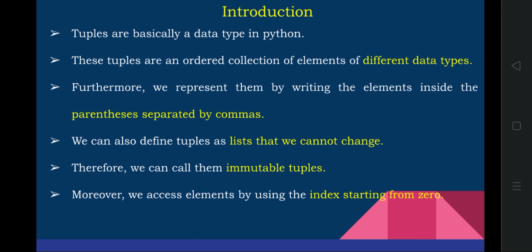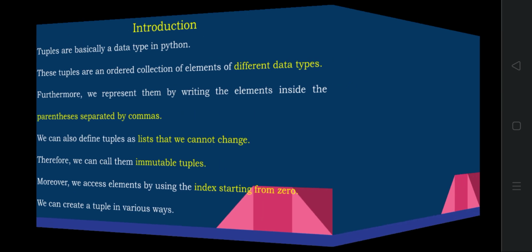And moreover we access elements by using the index starting from 0. That means the first element is in the 0th position. So the elements start from the 0th position, first position, second, and so on. We can create a tuple in different ways. Let us see how to create different types of tuples in different ways.